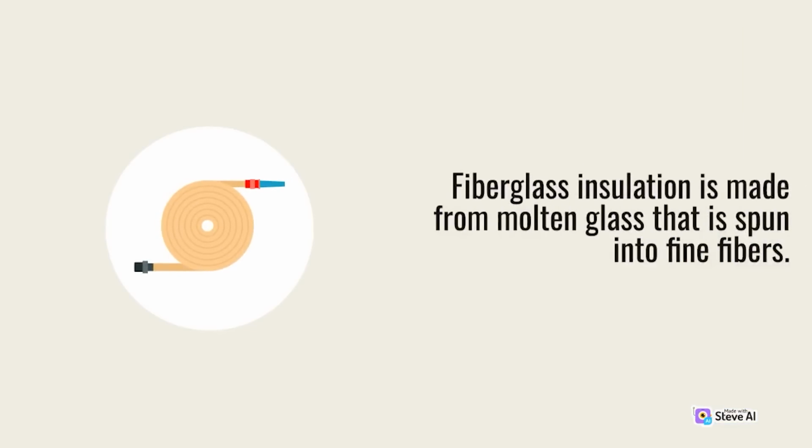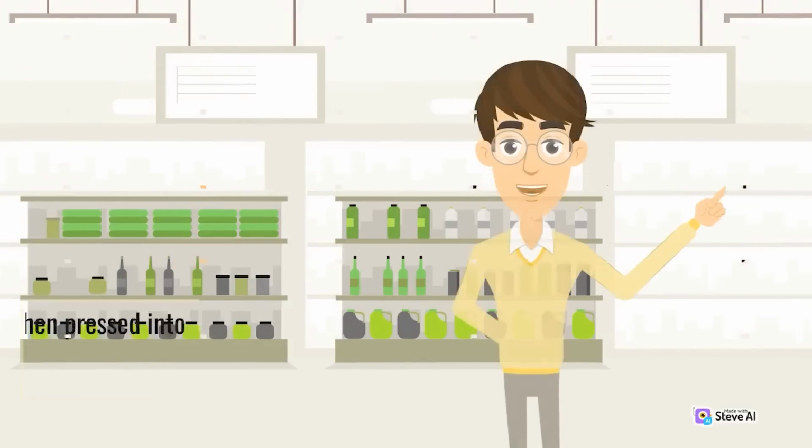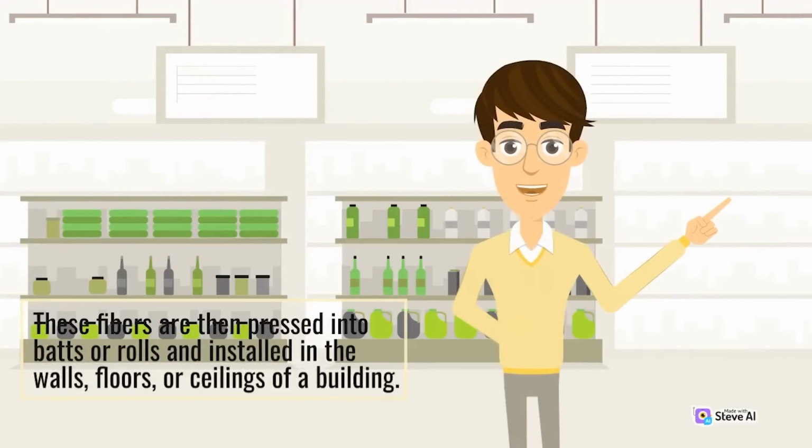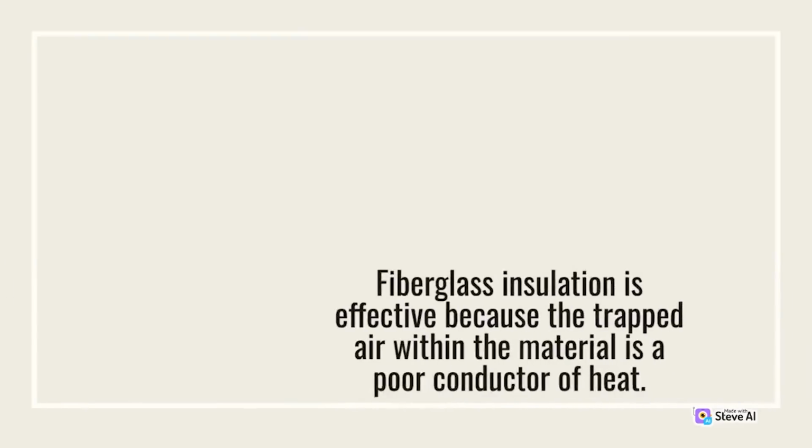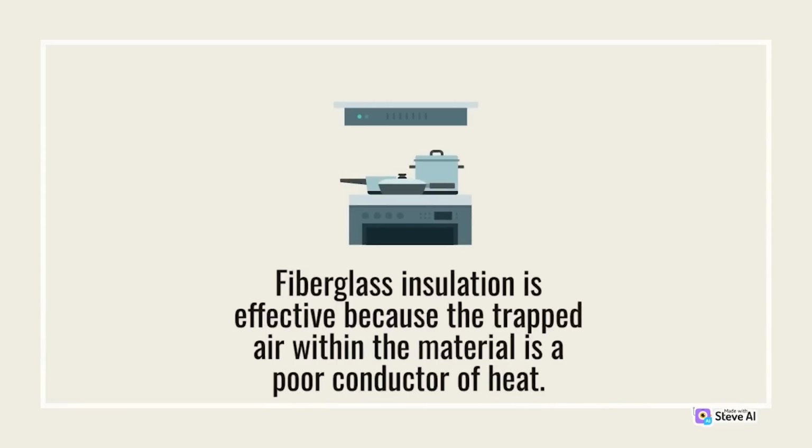Fiberglass insulation is made from molten glass that is spun into fine fibers. These fibers are then pressed into bats or rolls and installed in the walls, floors, or ceilings of a building. Fiberglass insulation is effective because the trapped air within the material is a poor conductor of heat.